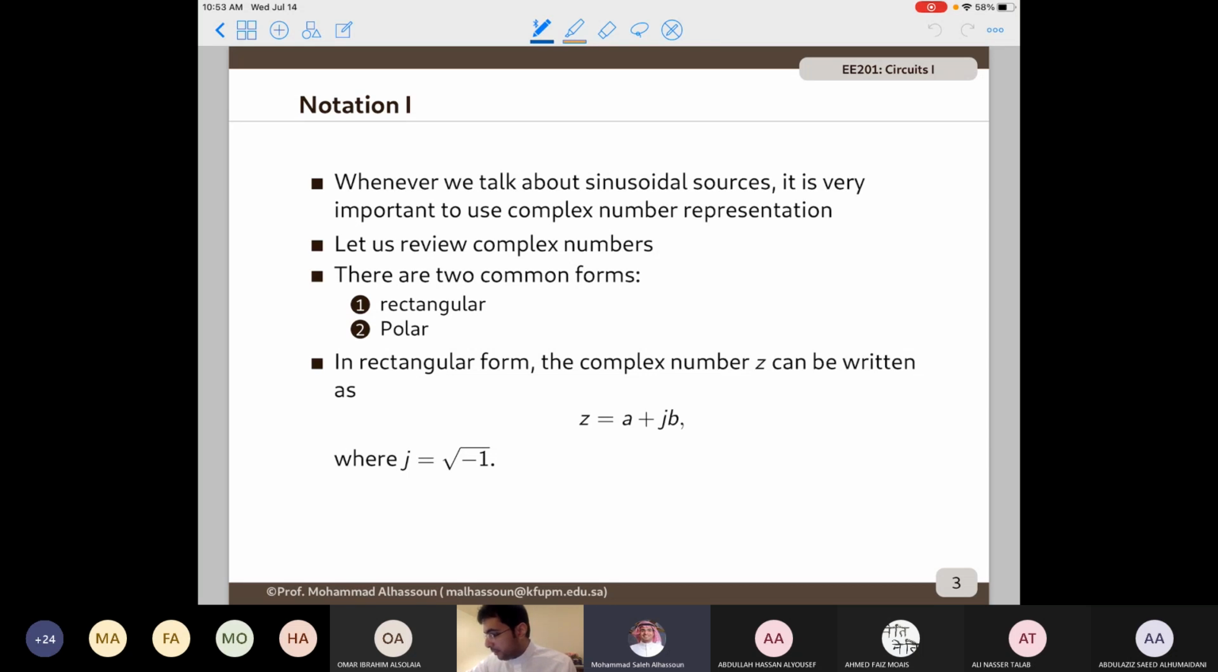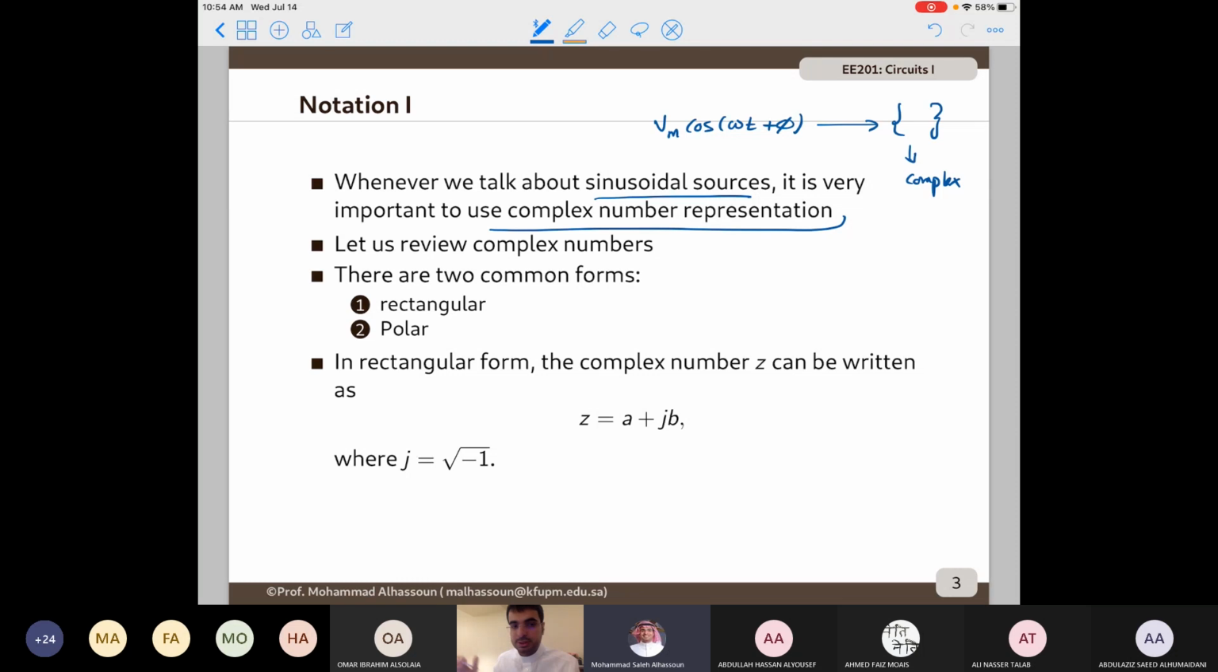Okay, but before we deep dive into some of the techniques, or some of the forms of complex number that we find much simpler to handle such complicated problems, let's start by defining some notation. If we have a sinusoidal source, it's very important that you represent it with a complex representation. So what do we mean by complex number representation? We have a source that's Vm cosine of omega t plus phi, and we want to transform it into something with complex numbers.